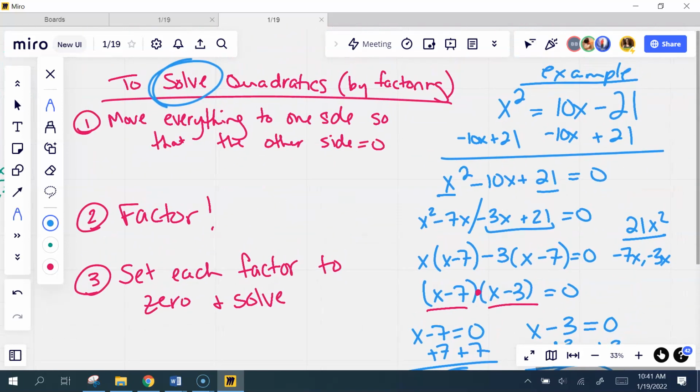I'm going to put a little note under number 1. Keep ax positive. Two more examples I want to do with you that are kind of special cases.